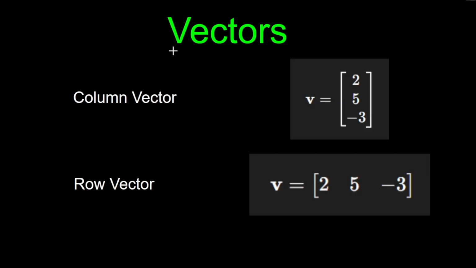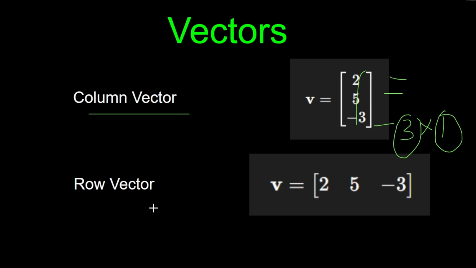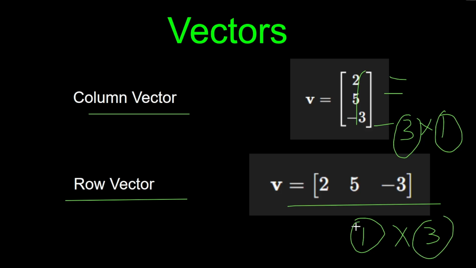Let's see some concepts in vectors. What is a vector? A vector is an ordered list of numbers. There are two types, column vector and row vector. A column vector has only a single column and multiple rows. So here the shape of the vector is 3 by 1, where 3 represents the number of rows and 1 represents the number of columns. Similarly, a row vector has only a single row and it has values across multiple columns. So the shape here is 1 by 3, where 1 is the number of rows and 3 is the number of columns.